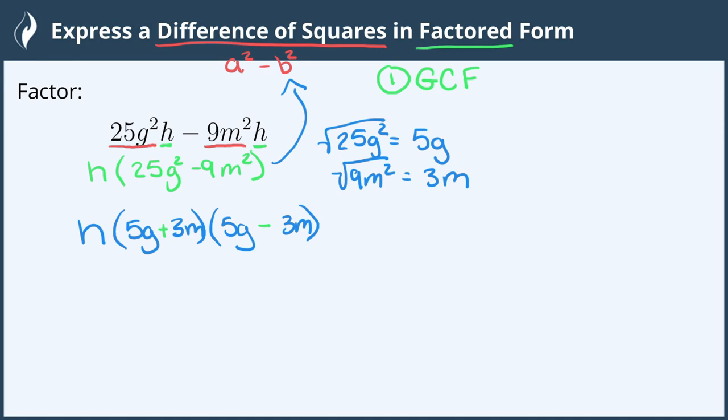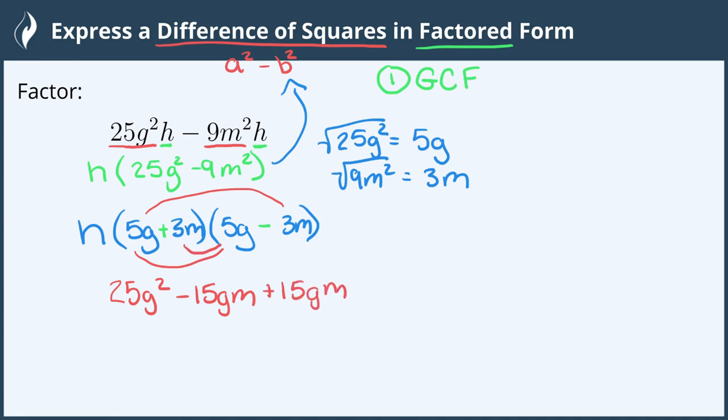So let's go ahead, and first times first gives us 25g squared. Outside times outside gives us minus 15gm. Inside gives us positive 15gm. And last times last gives us minus 9m squared. And we still have the h on the outside. And now we can combine these like terms in the middle, which minus 15gm plus 15gm cancels out, which is what we were looking for.